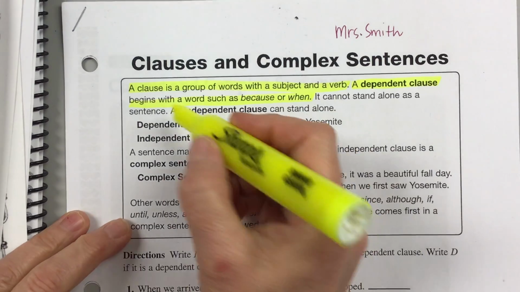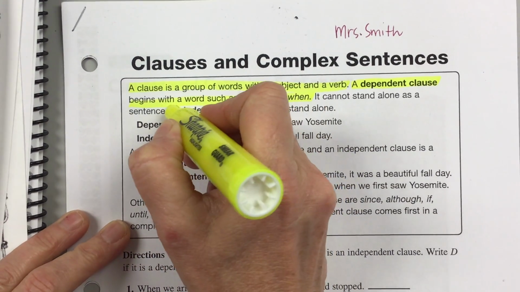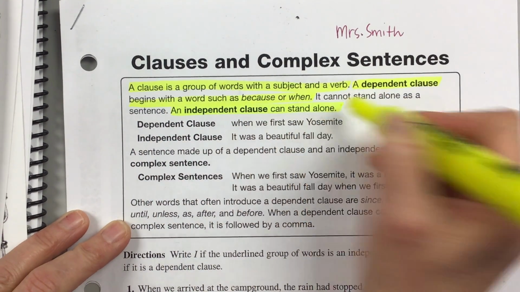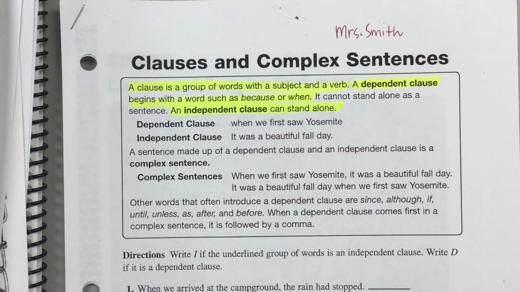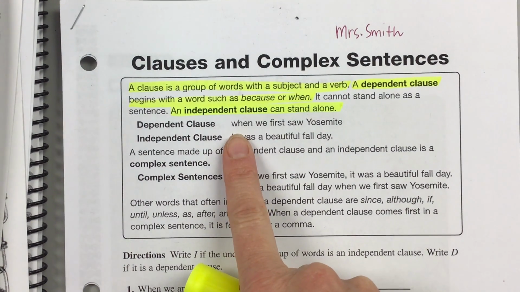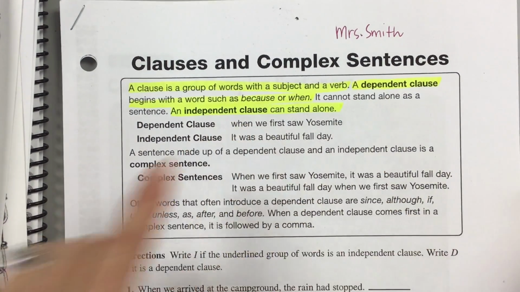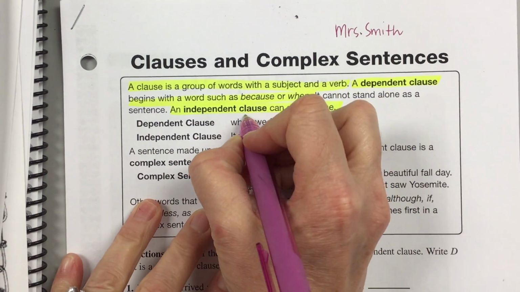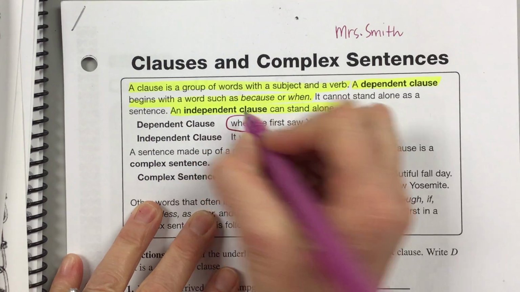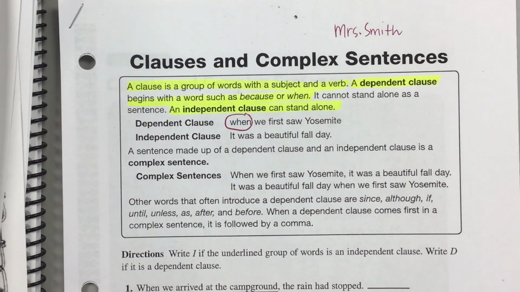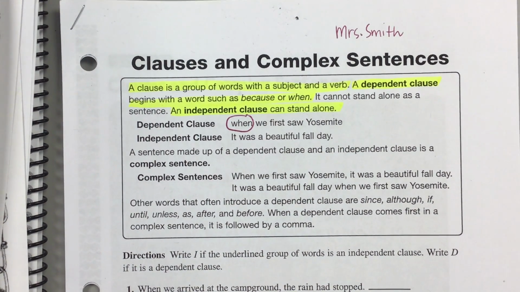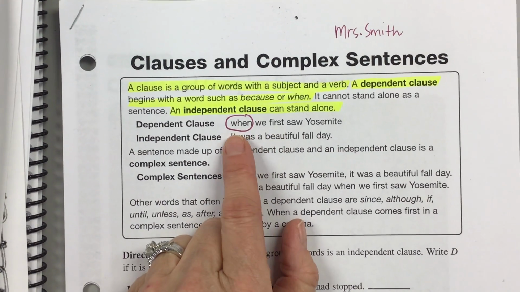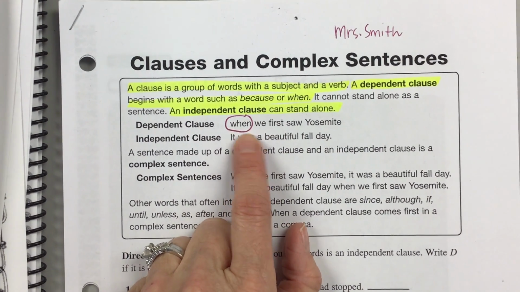An independent clause can stand alone. An independent clause could also be a complete sentence. So, for example, in our dependent clause, we notice this word when. Go ahead and circle when. Okay, that is going to be one of our conjunctions, when. And that makes that a dependent clause. So let's look at it.